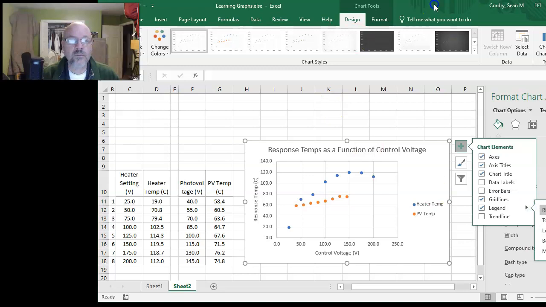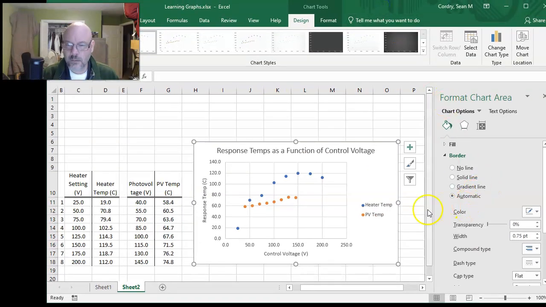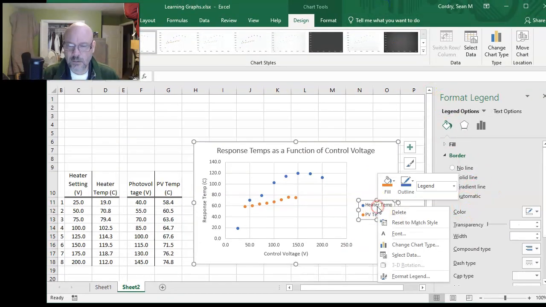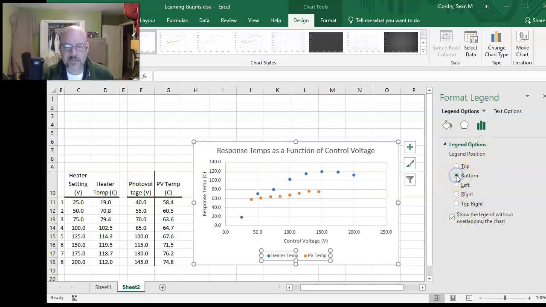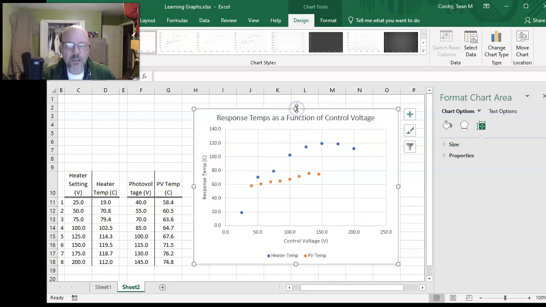I got to scoot it over a little bit. Will this work? Format legend. There we go. Let's try that. Okay. So I right clicked to get this. Here we go. We could put it on the bottom. That's kind of a nice place to put it there. Boom. Now it does scrunch me a little bit vertically, but that's usually not as big a problem. You can always stretch that baby up like so.